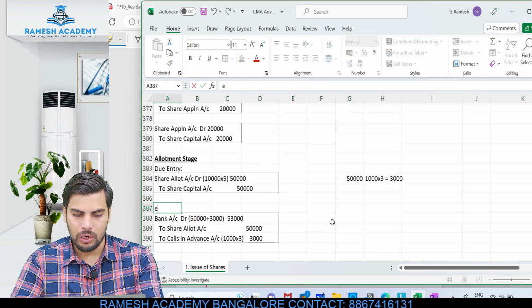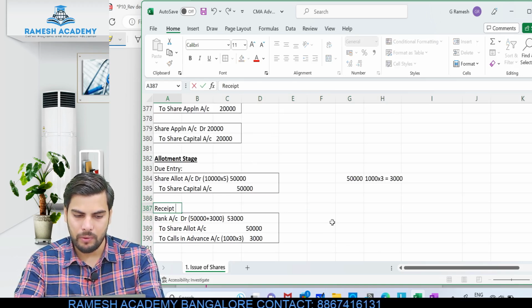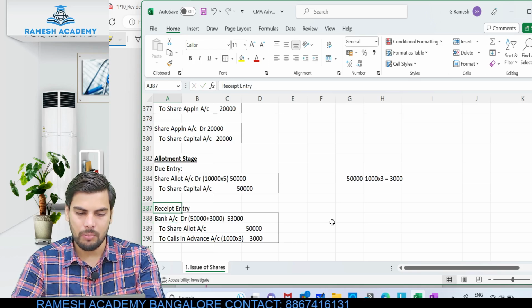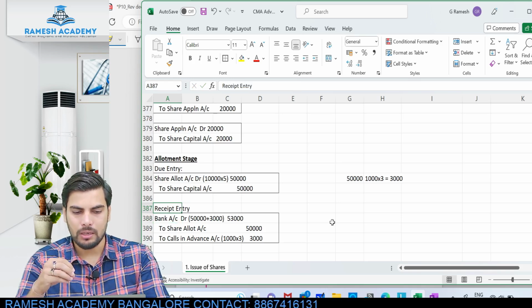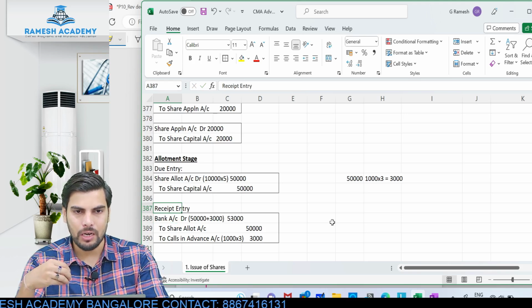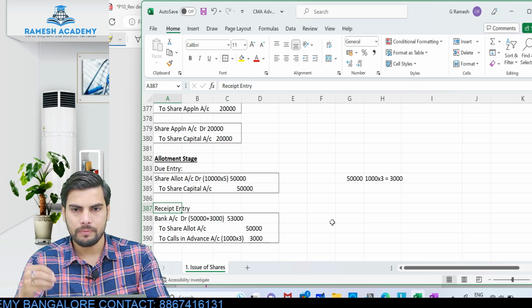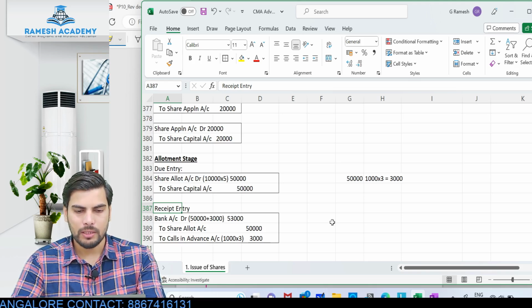Only when I pass this receipt entry, or only when I actually receive the amount, I'll be able to realize how much is the amount which is received in advance, or how much is the amount which is still in arrears. Clear? Hope you guys understood this.